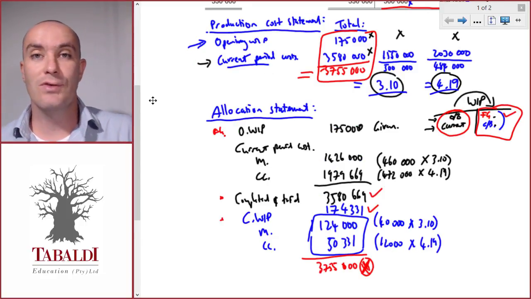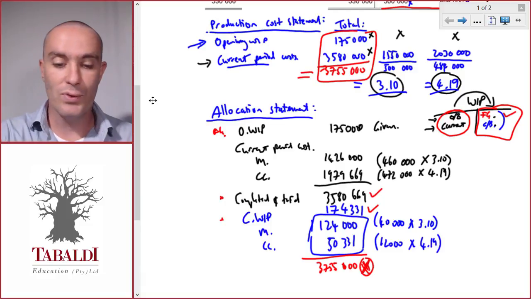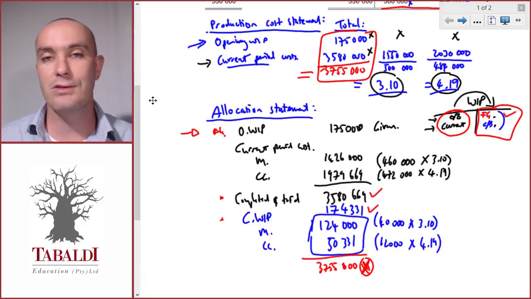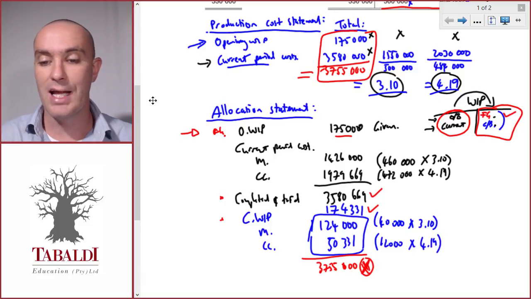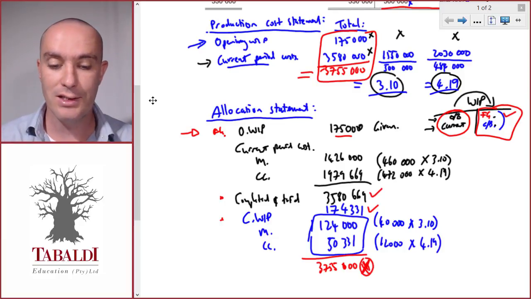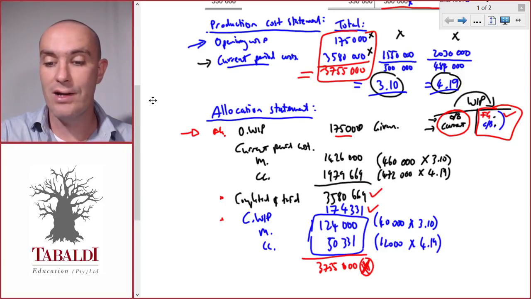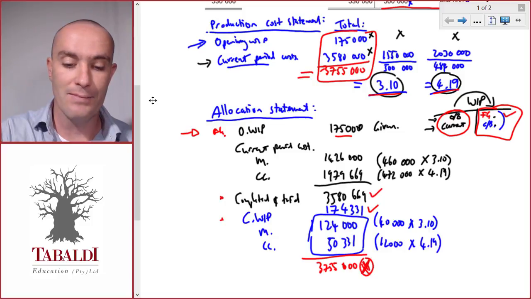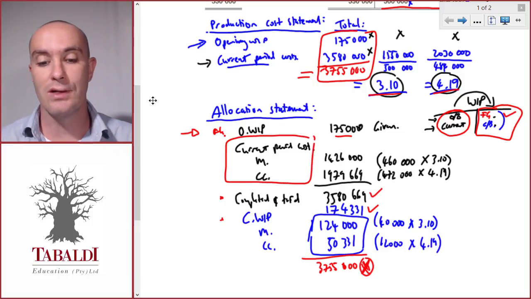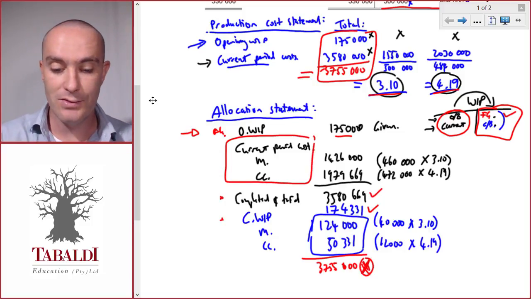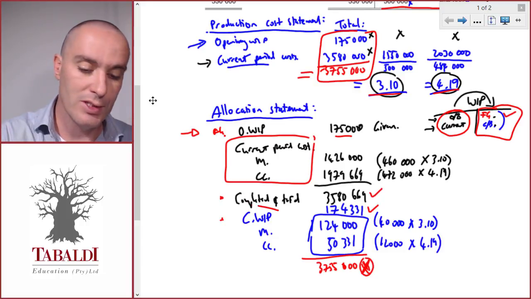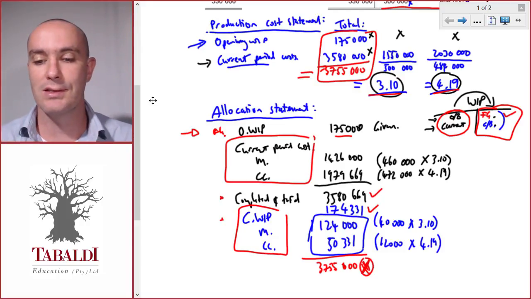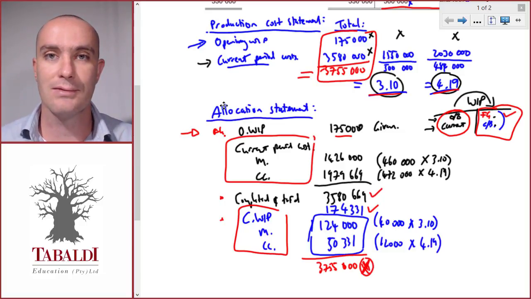So that's the first in, first out method. Very important, remember to include opening work in process, just a given amount, because it hasn't been included in the cost per unit calculation. Then we allocate our cost per units to the equivalent units that were completed and transferred, and then we do separately the closing work in process. Again, the equivalent units times the cost per unit of an equivalent unit.